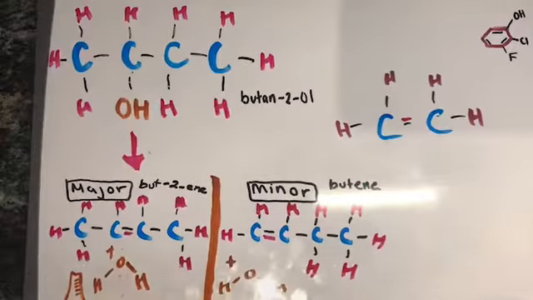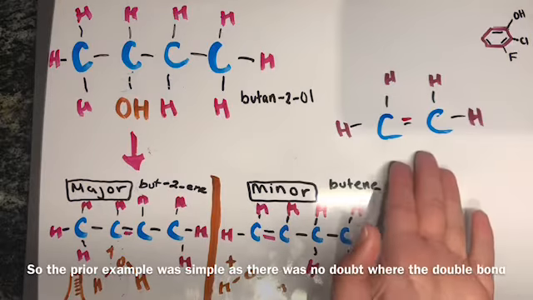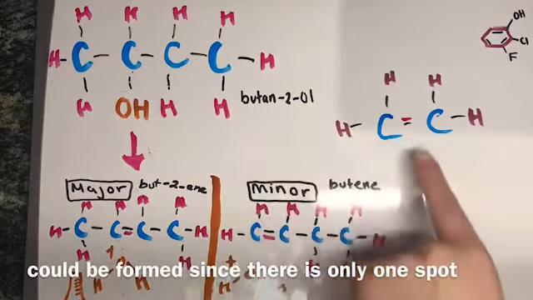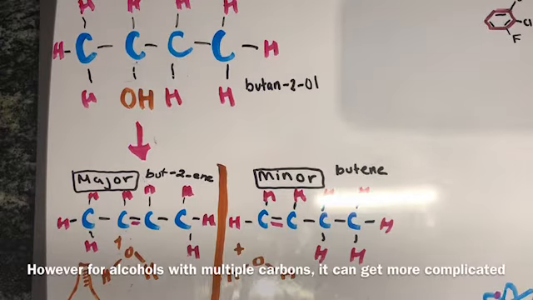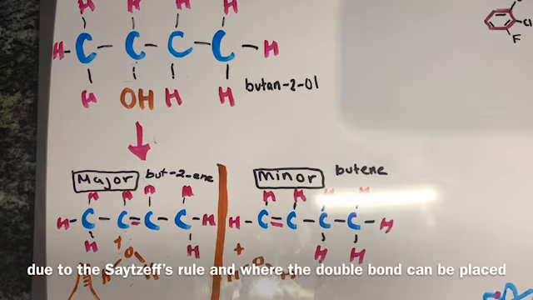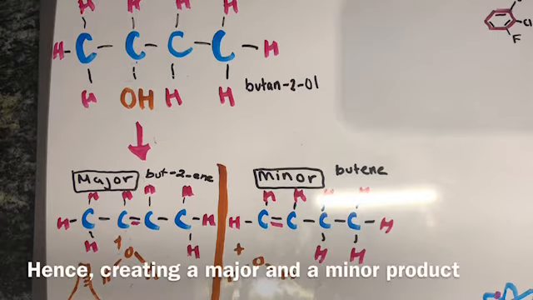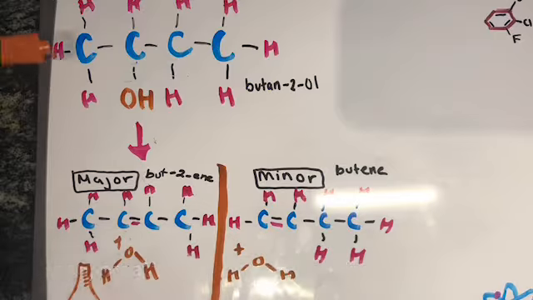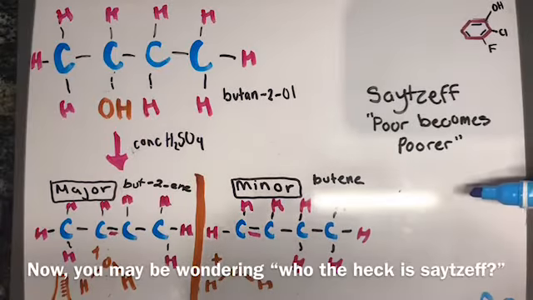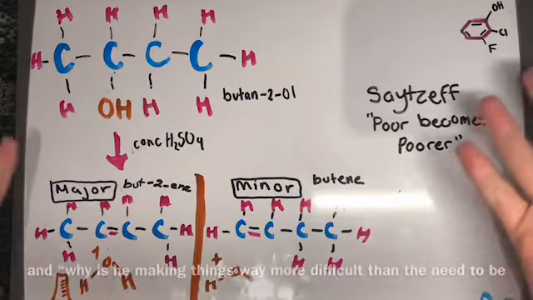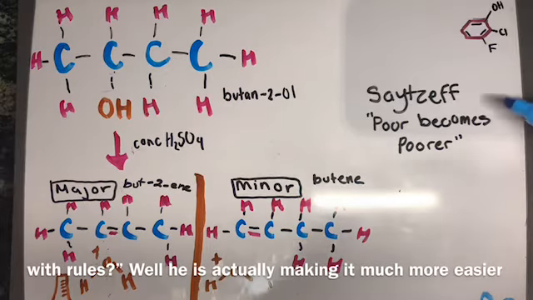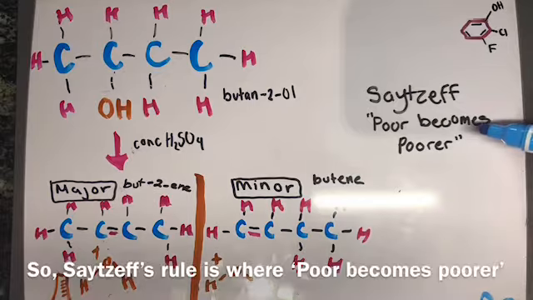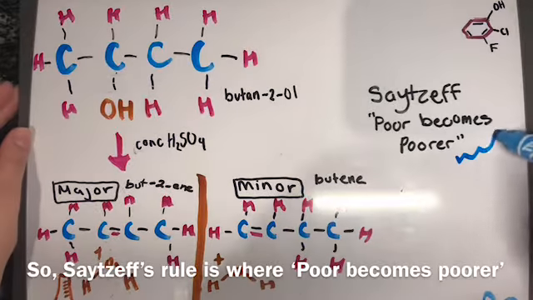So the prior example was simple, as there's no doubt where the double bond could be formed since there's only one spot. However, for alcohols with multiple carbons, it can get much more complicated due to Saytsev's rule and where the double bond can be placed, hence creating a major and a minor product. Now, you may be wondering, who the heck is Saytsev and why is he making things way more difficult than they need to be with rules? Well, he's actually making it much easier. So, Saytsev's rule is where poor becomes poorer.